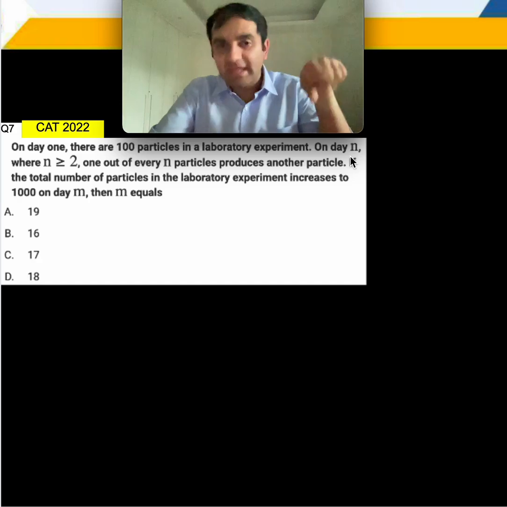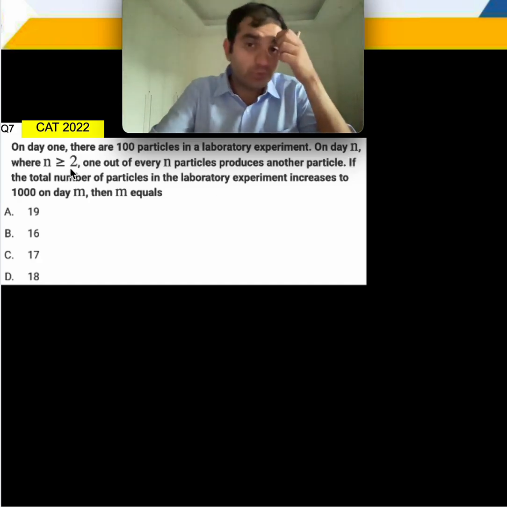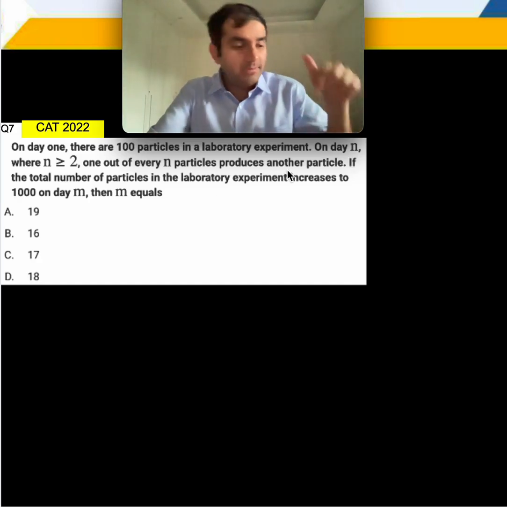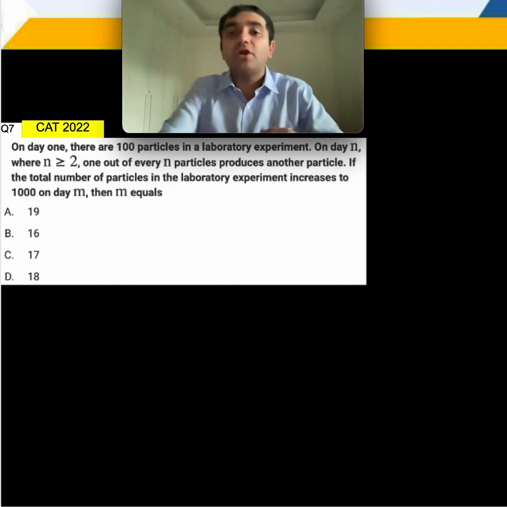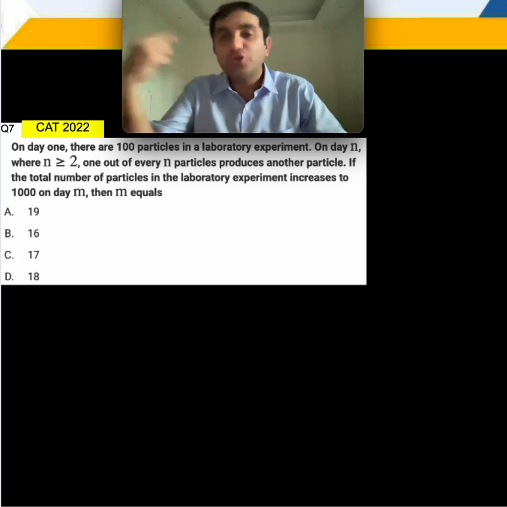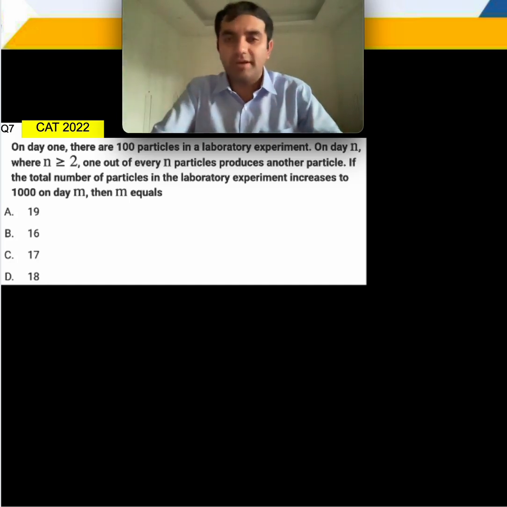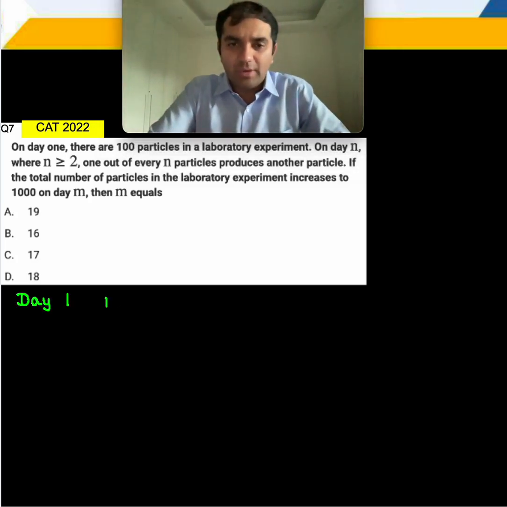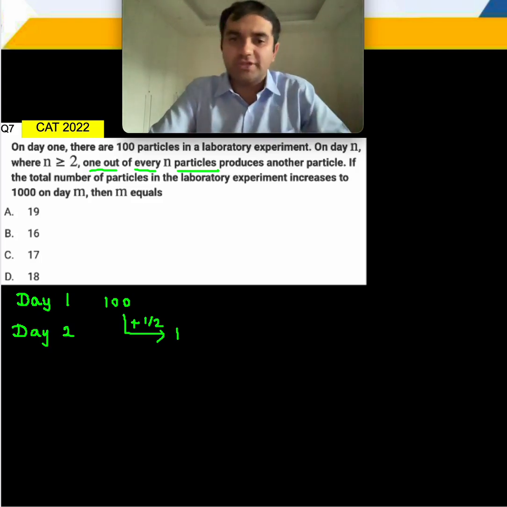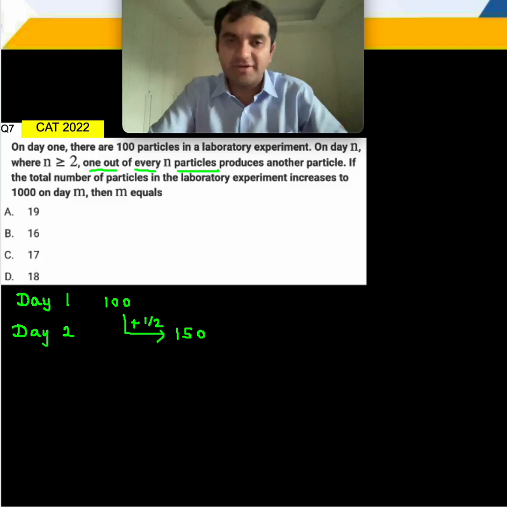On day n, where n is greater than or equal to 2, 1 out of every n particles produces another particle, right? So for example, on day 2, 1 out of every 2 particles will produce another particle. 1 out of every 2 means plus half, right? So for example, on day 1 when you had 100 particles, then on day 2, 1 out of every 2, that is, you will add half of the values because that many particles have come. So you will add 50, and you will get 150.